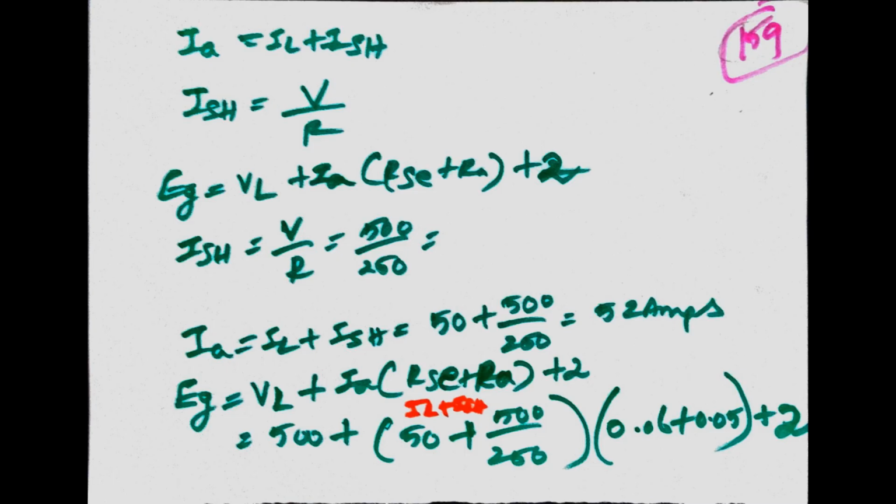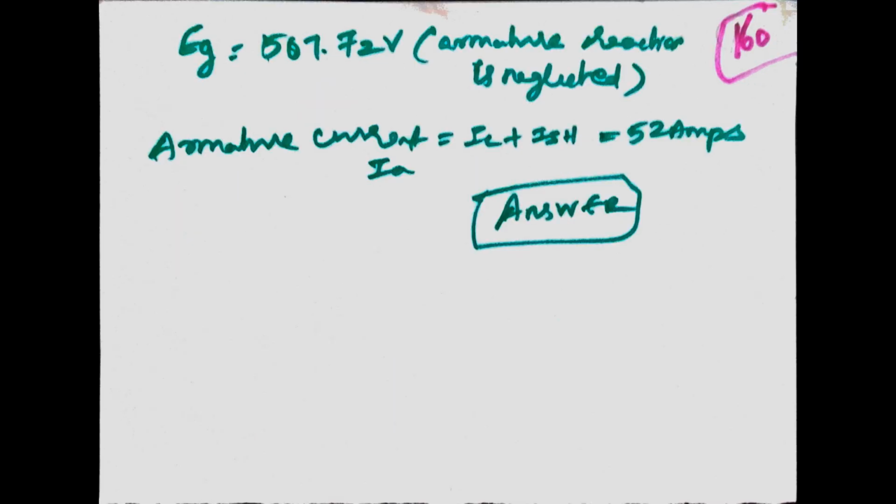ISH is equal to V divided by R is equal to 500 divided by 250. IA is equal to IL plus ISH is equal to 50 plus 500 divided by 250 is equal to 52 amperes. EG is equal to VL plus IA into (RSC plus RA) plus 2, is equal to 500 plus (50 plus 500 divided by 250) into (0.06 plus 0.05) plus 2, where 2 is the volt drop per brush.